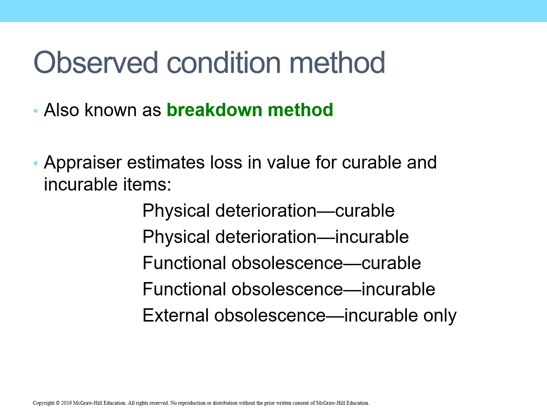External obsolescence, since this is a loss in value that occurs outside of the property, it's always incurable. So here is an example of the observed condition method, and it sort of incorporates some elements of the age-life method.